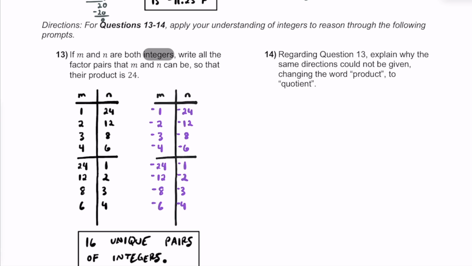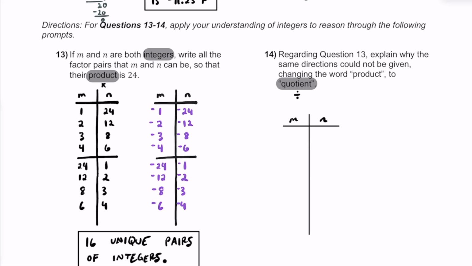All right, in question 14, the directions say, regarding question 13, the one we just talked about, explain why the same directions could not be given if we change the word from product to quotient, right? So if we take a look at number 13, we see this word product. Product means we are multiplying. So they're saying, what if we go ahead and change the word from product to quotient? What is the difference here? That would mean that we are dividing instead.